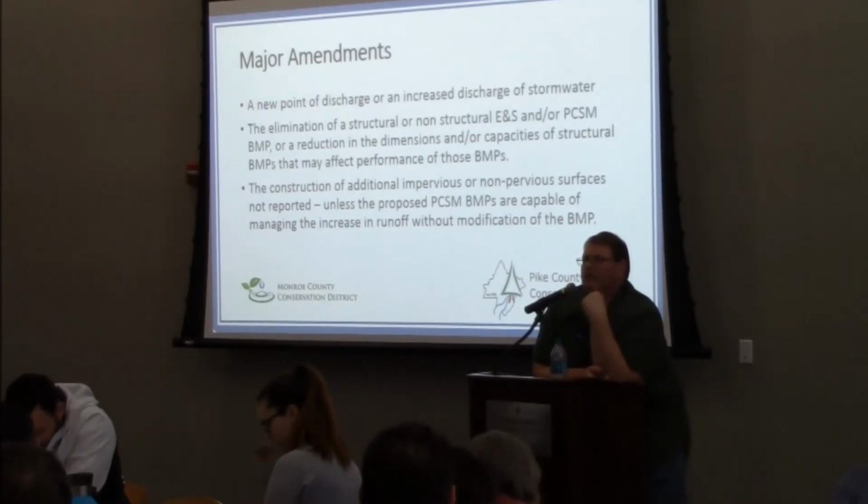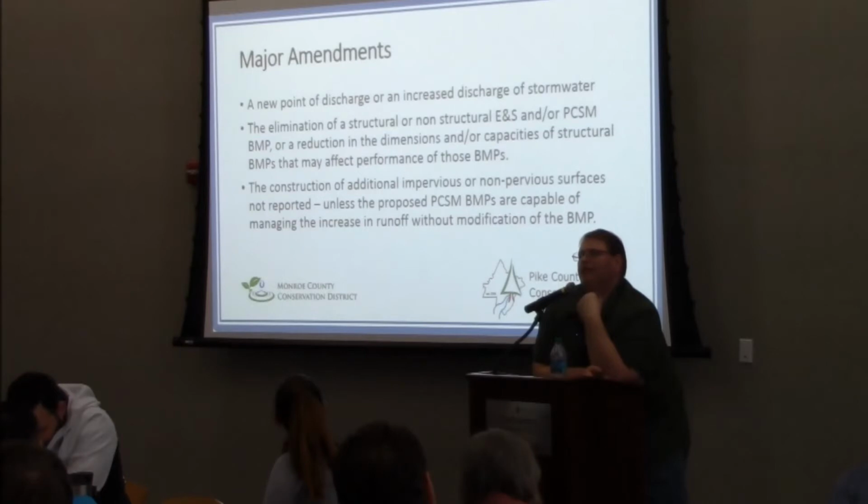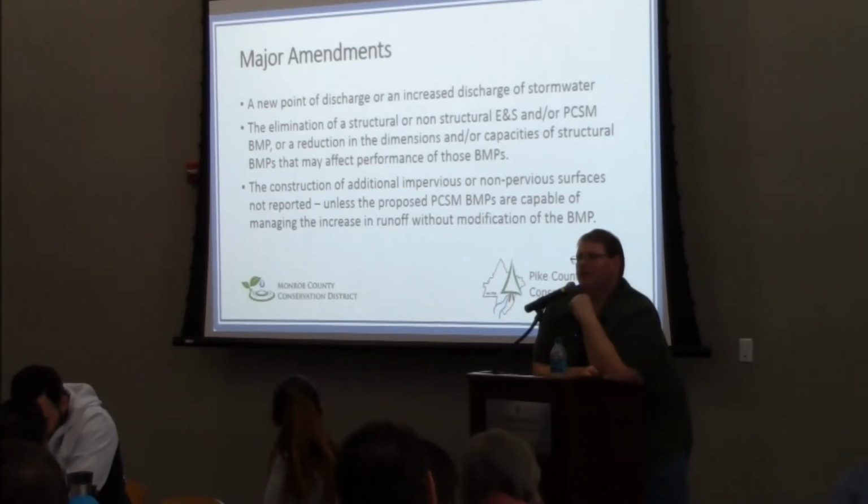New point of discharge or an increased discharge of stormwater, that's pretty self-explanatory. The elimination of structural or non-structural E&S or PCSM BMPs, or reduction in the dimensions or capacities of structural BMPs that affect the performance of those BMPs. So if you're changing the BMP and you're not keeping things the same, that would kick you into a major permit amendment.